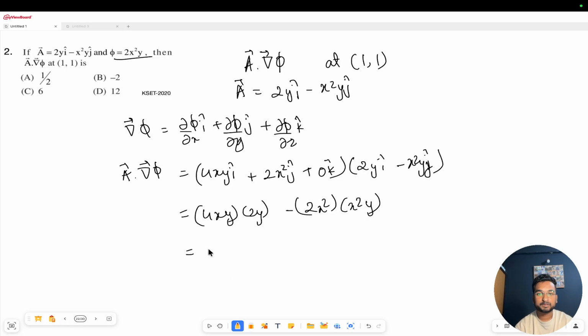So what will be this? 8xy square minus 2x to the power 4 y. At point 1 comma 1 you will get, this will be 1, 8 minus 2, it will be 6. So option number C is correct.